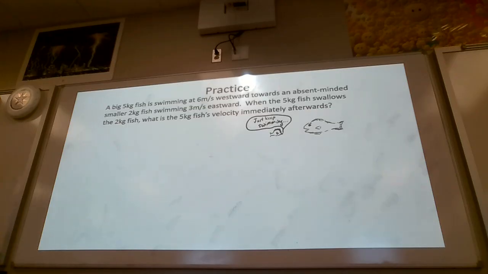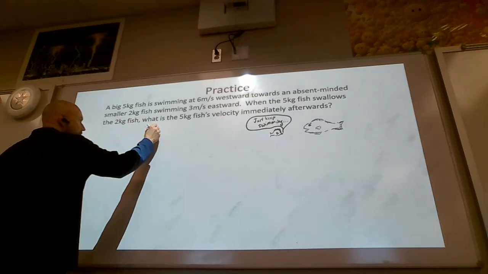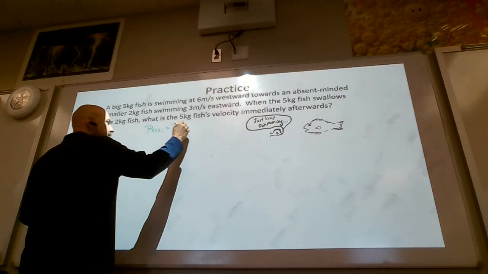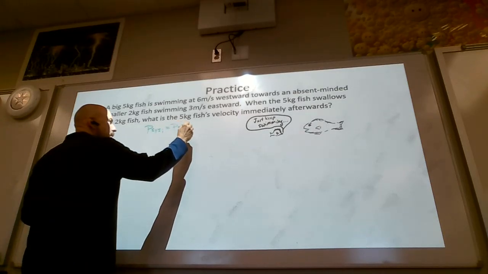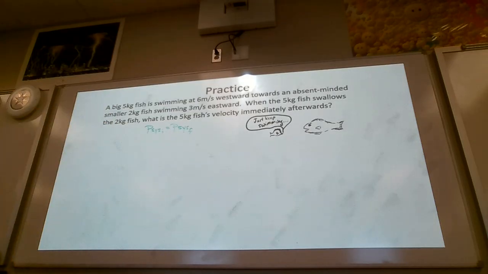So we got to figure out, okay, what objects would you put in the system for momentum to be conserved? 2 fish. Okay. So we are saying that the momentum of the system initial is going to be equal to the momentum of the system final.